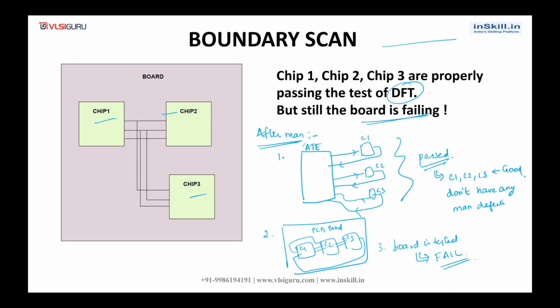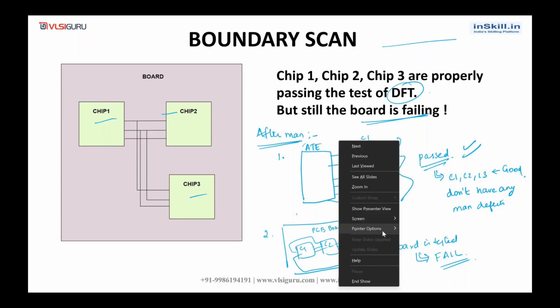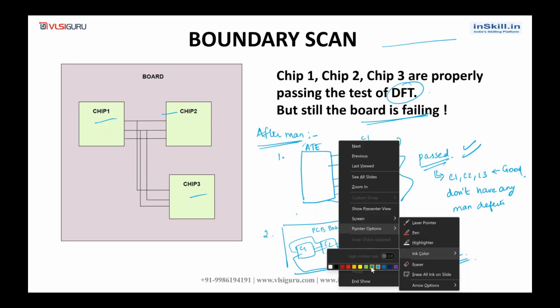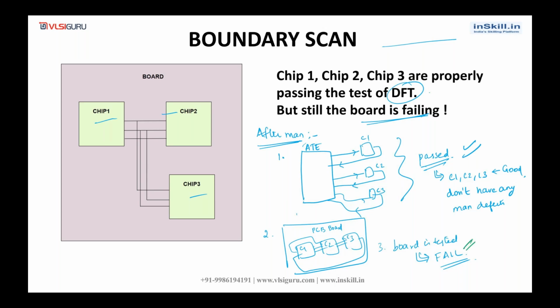After this testing, these chips will be placed on the board and then the interconnections would be formed. And now when the board is being tested, it is failing. Chip 1, chip 2, chip 3 do not have any manufacturing defects because they have already passed their test. Then why is the board test failing now? It is because there can be some manufacturing defects in the interconnection between two chips.